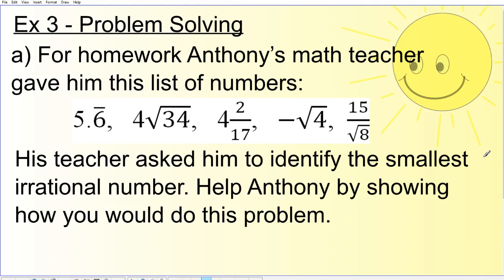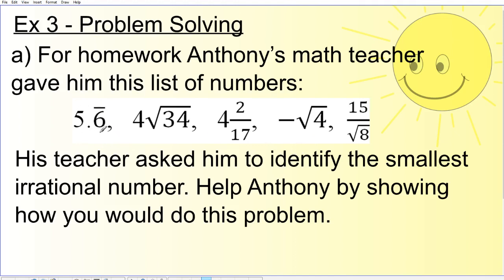So we're looking for the smallest irrational number. Okay, that's kind of a very loaded statement that you've got to really understand and figure out what they're talking about. So clearly we know what smallest means, and we should know what an irrational number is. So you've got to figure out which of these are irrational, and then from them, find the smallest one.